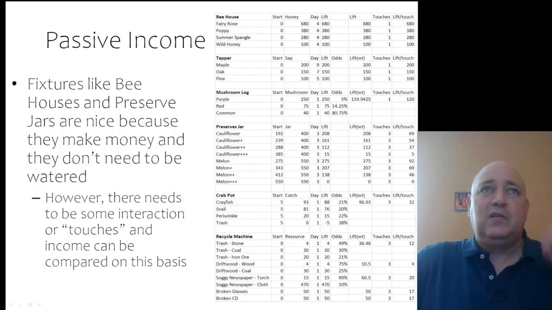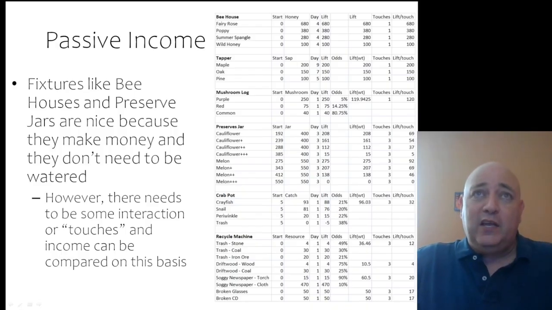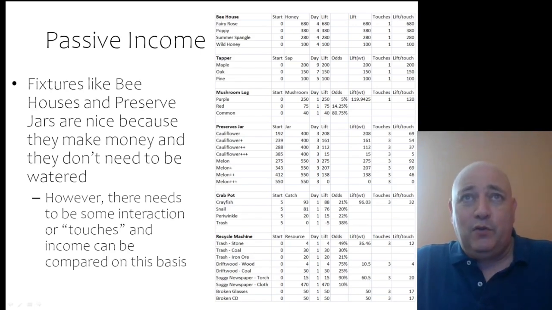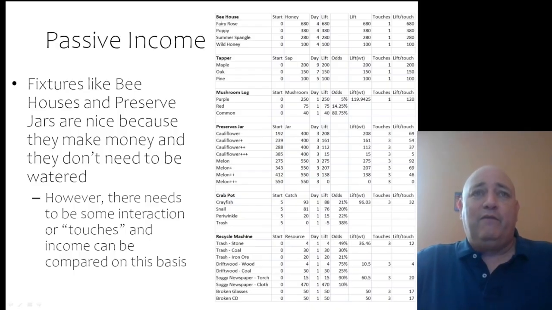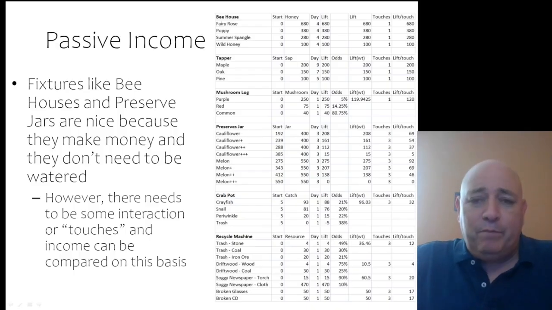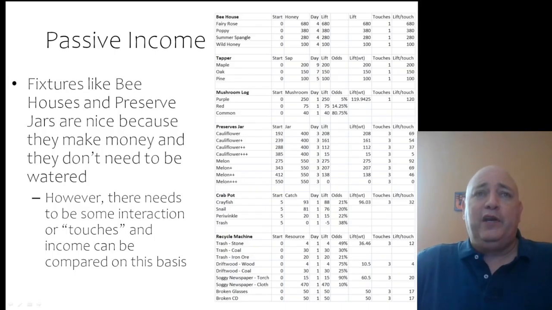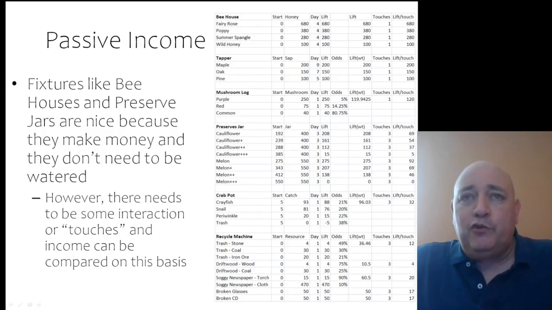Start with the bee house. We could have fairy rose honey, which has no input. We start with nothing and we get 680 in return. Poppy honey, we start with nothing and get 380 in return. Summer spangle, we start with nothing and get 280 in return, etc., etc. And if we go down and compare that to the preserves jar, for cauliflower, if we put in a regular cauliflower, given our tiller advantage now, it's worth 192. We're going to get 400 out. So that lift is going to be 208.